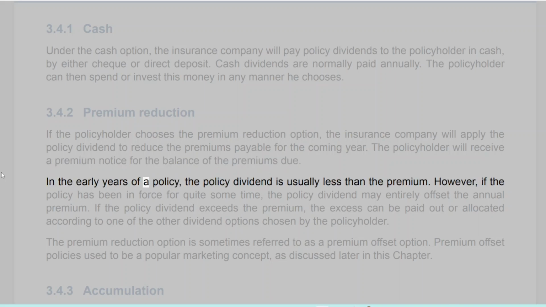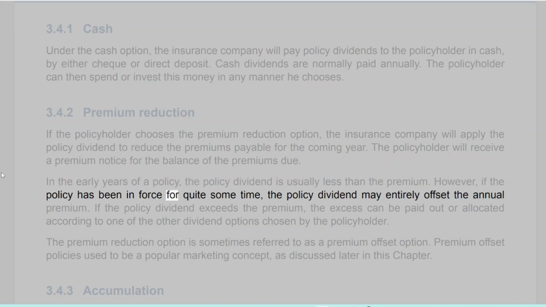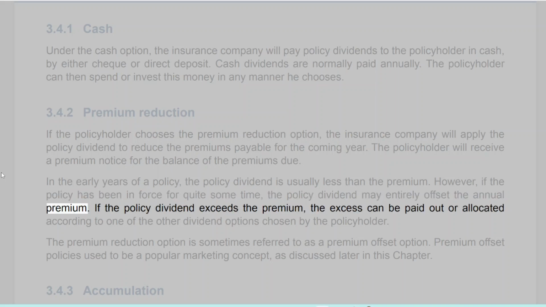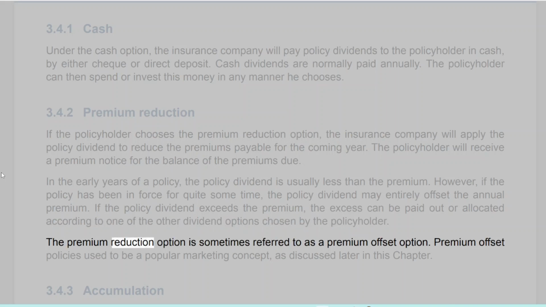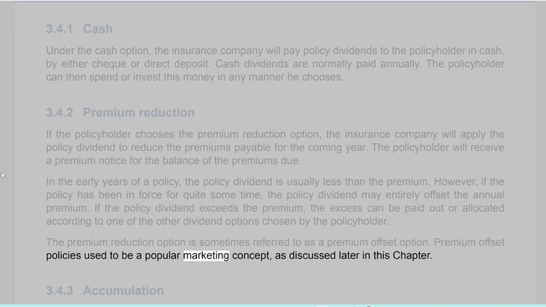In the early years of a policy, the policy dividend is usually less than the premium. However, if the policy has been in force for quite some time, the policy dividend may entirely offset the annual premium. If the policy dividend exceeds the premium, the excess can be paid out or allocated according to one of the other dividend options chosen by the policyholder. The premium reduction option is sometimes referred to as a premium offset option. Premium offset policies used to be a popular marketing concept, as discussed later in this chapter.